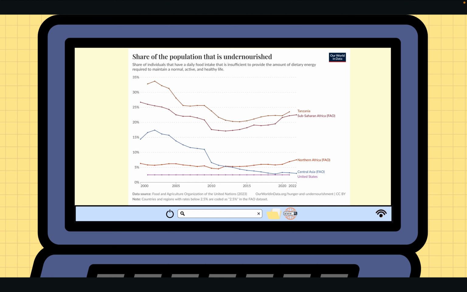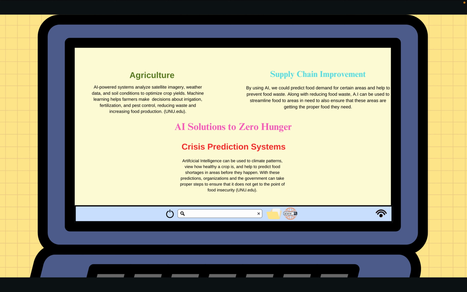So next, we'll go into some ways that artificial intelligence can hopefully help countries like Tanzania with food insecurity. So these are a few solutions that I found. Firstly, agriculture. AI-powered systems analyze satellite imagery, weather data, and soil conditions to optimize crop yields, and machine learning can help farmers make decisions about irrigation, fertilization, and pest control, reducing waste and increasing food production around the world. Next, we have supply chain improvements.